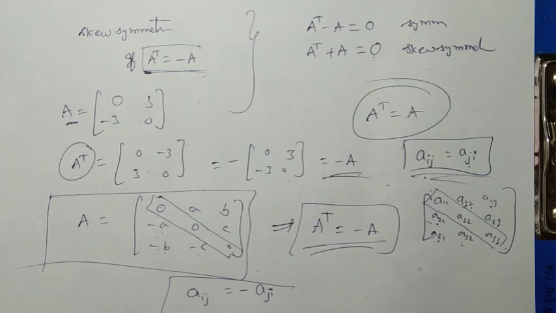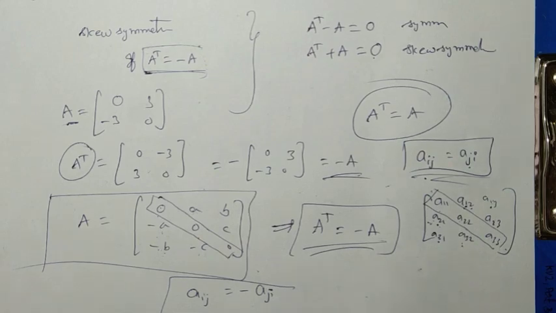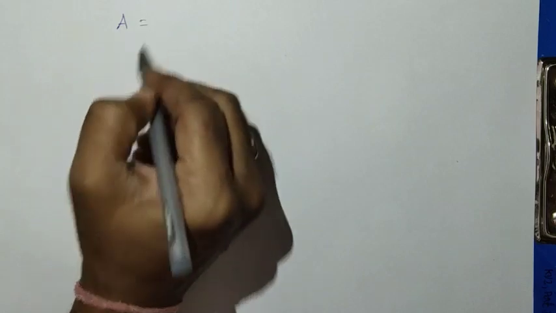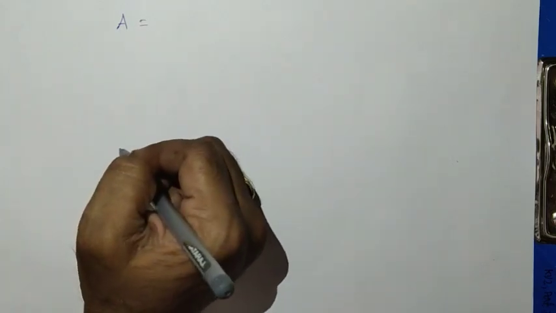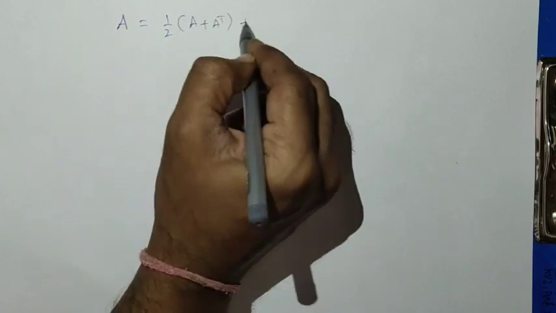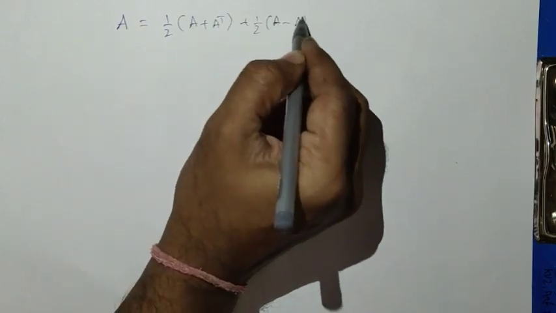Now let me explain how to write a given square matrix as a sum of a symmetric and a skew symmetric matrix. It is a very important concept. For 2 marks you can expect this kind of question. If you take any matrix A, you can write it as a sum of a symmetric and a skew symmetric matrix: half into A plus A transpose, plus half into A minus A transpose.